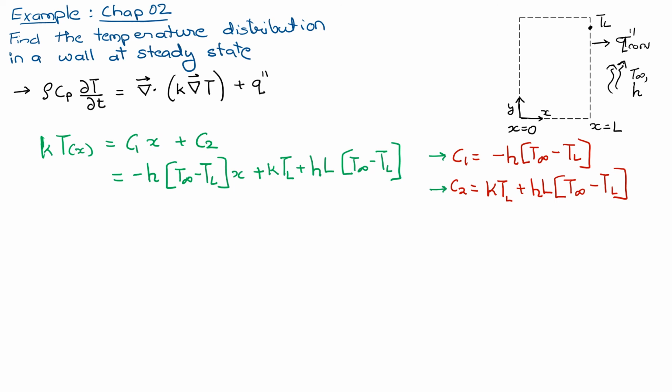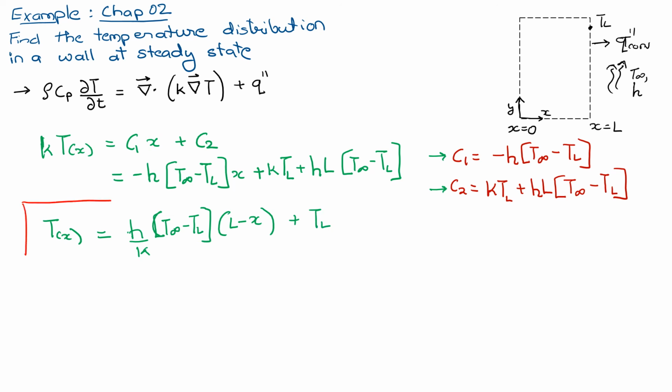So our temperature distribution in this particular wall will be h by k times T infinity minus TL times, sorry, this will be L minus x, plus TL. So this is how your temperature distribution equation will look, and then you can substitute any value of x and find the temperature at that particular x.